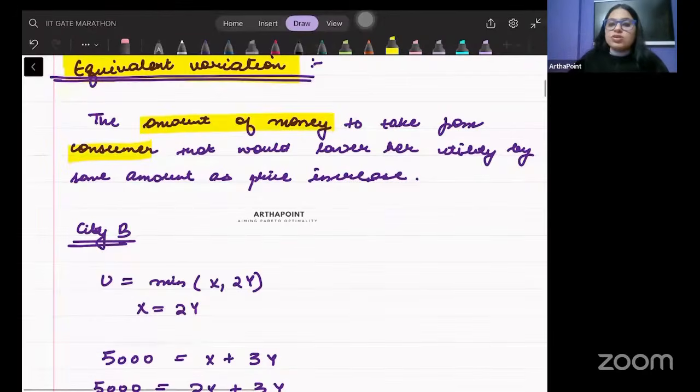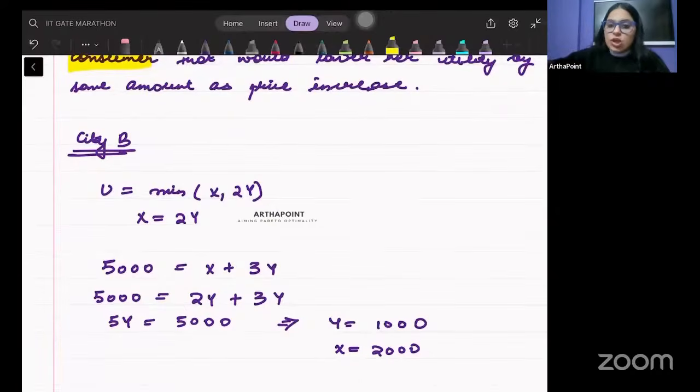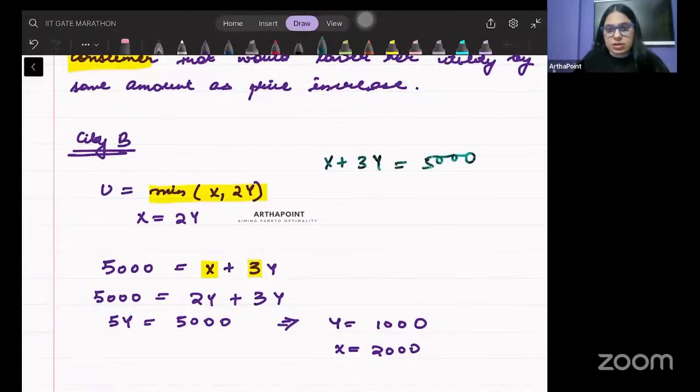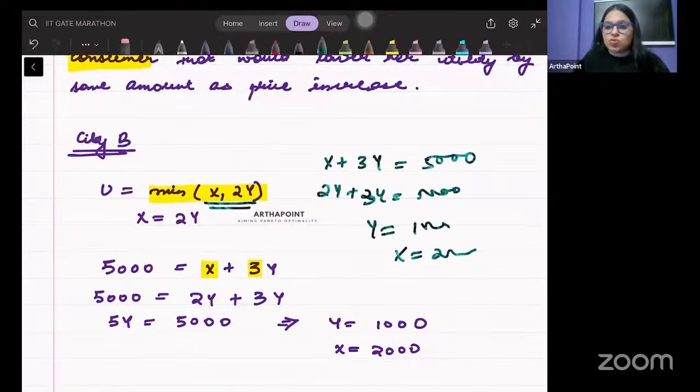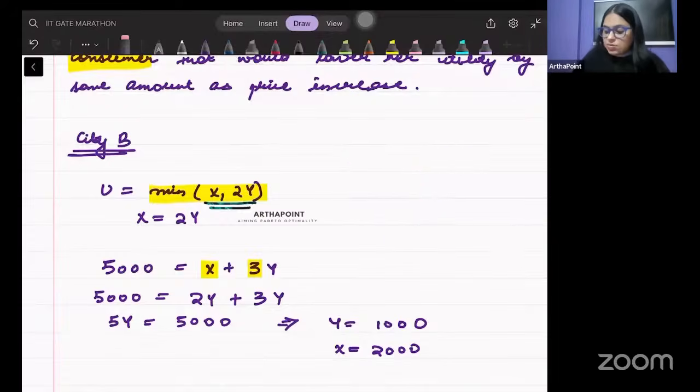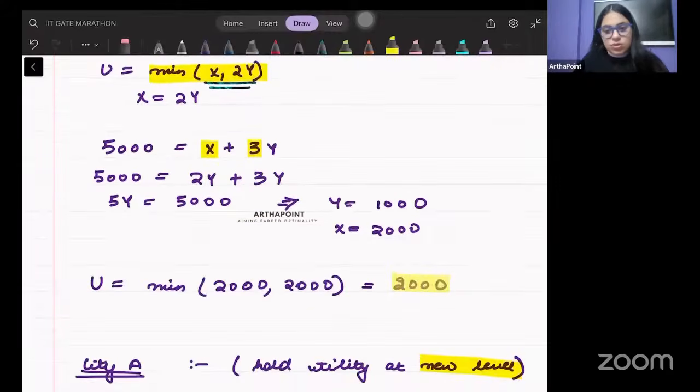So now what you will do is you will do the reverse process. You will start by finding the utility of individual in city B. और B में क्या prices थे? Price was 1,3. So you will start and say कि okay, the budget line of B will be x plus 3y is equal to 5,000. Utility function is x comma 2y. So 2y plus 3y is equal to 5,000. So you will get y as 1,000 and you will get x as 2,000. ये आपको x और y मिल गया. If x is 2,000 and y is 1,000, your utility that you will be getting will be 2,000.